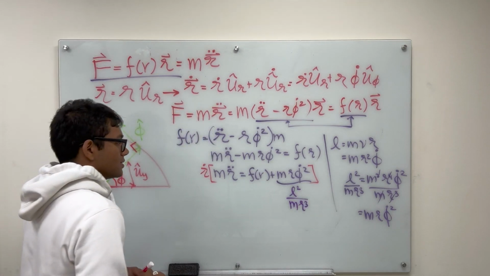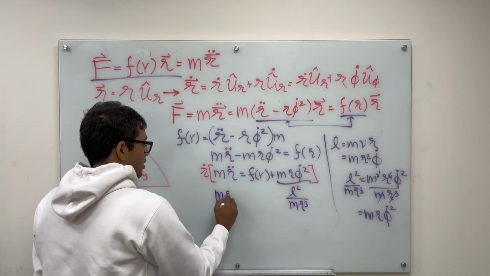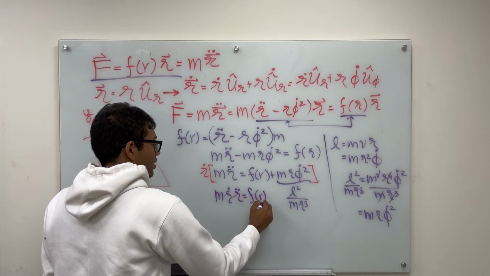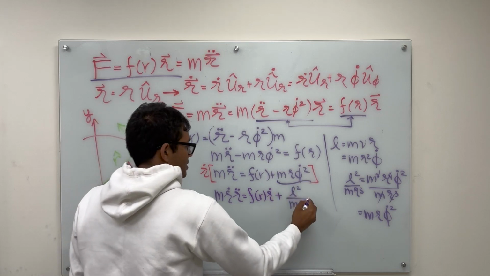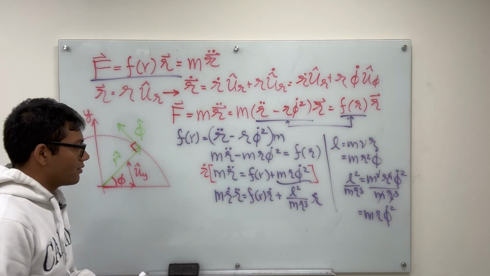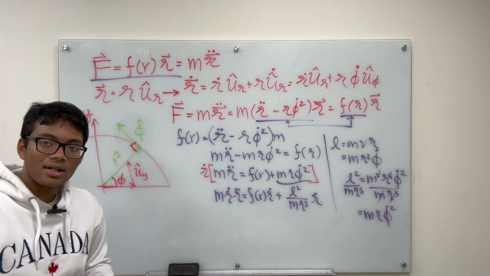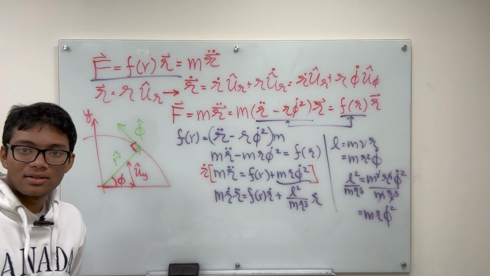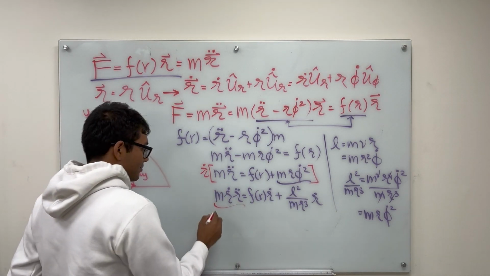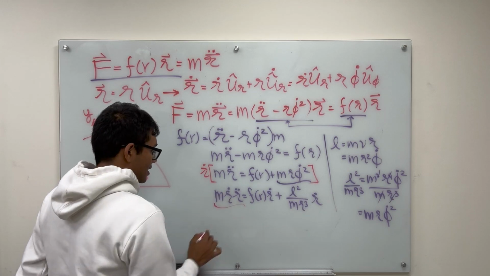Okay, very good. So I've got m r dot r double dot is equal to F of r times r dot plus L squared over m r cubed times r dot. Now, this term right here, m r dot r double dot, might not look familiar, but you've known it since kindergarten. This right here is simply the time derivative of the kinetic energy.